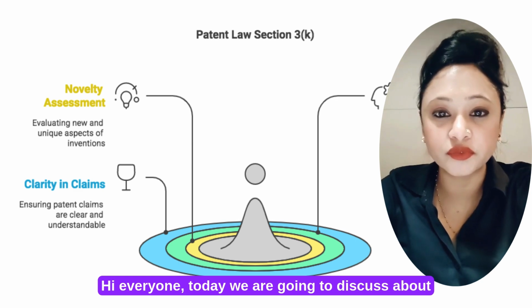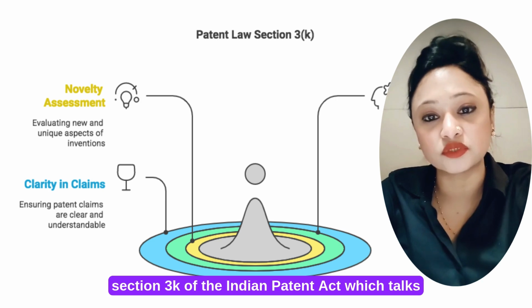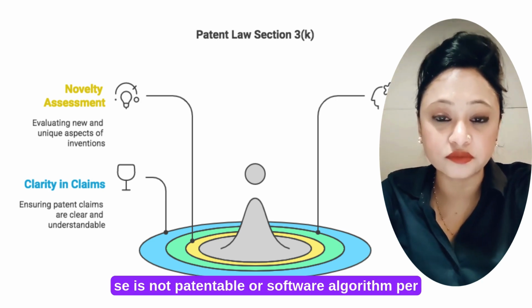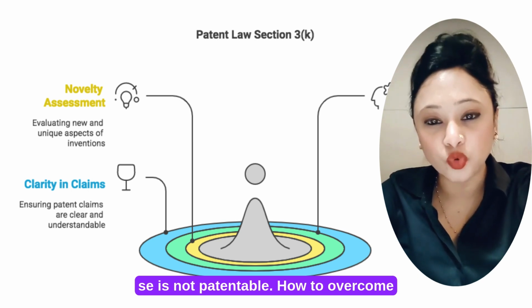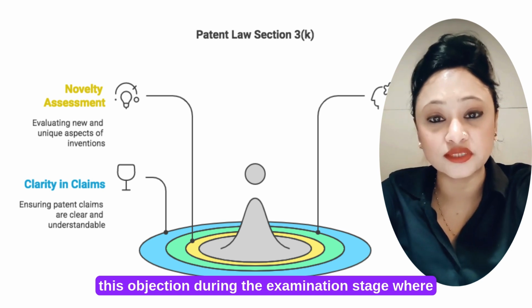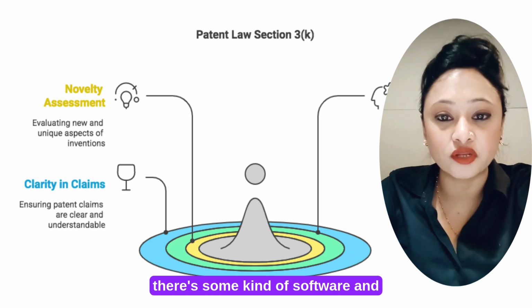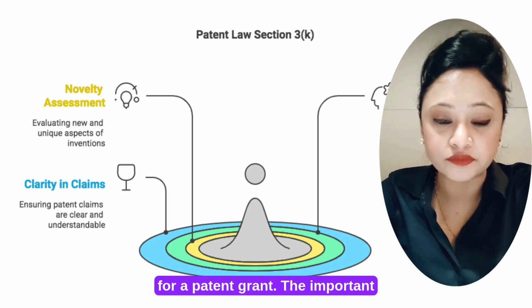Hi everyone. Today we are going to discuss Section 3K of the Indian Patent Act, which says that software per se, or a software algorithm per se, is not patentable. How do we overcome this objection during the examination stage, where a software and hardware combination is being filed before the patent office for a patent grant?